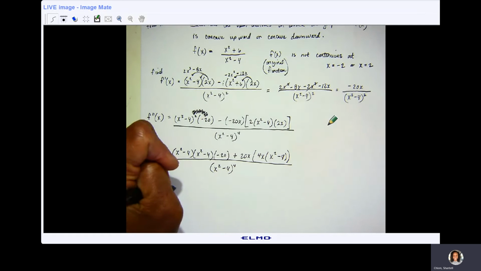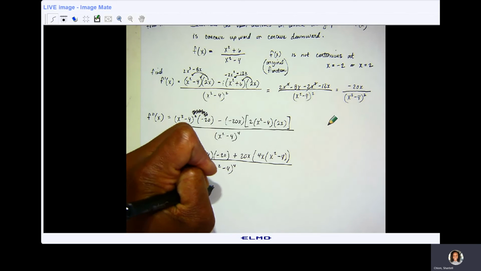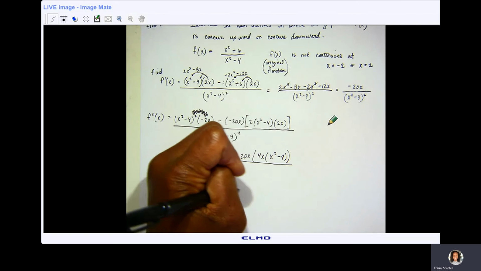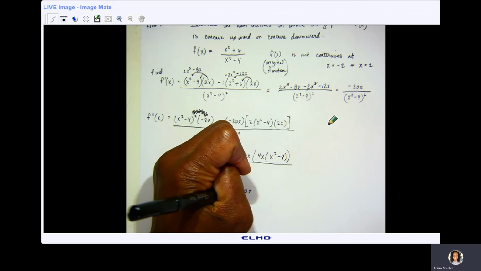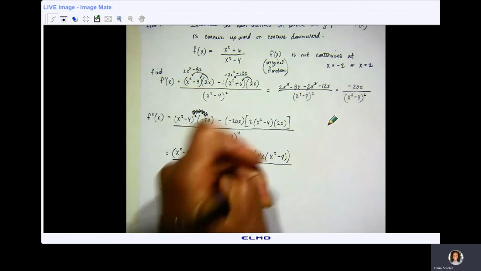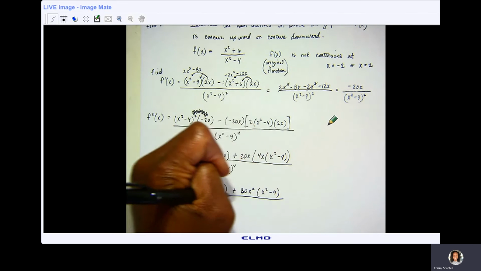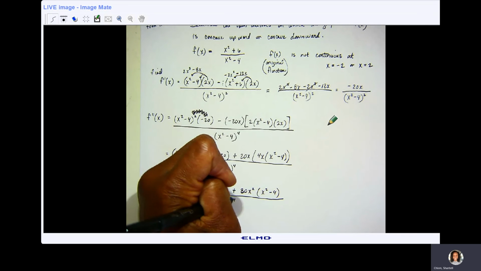Okay, so I'm going to put negative 20 out front here. I'm going to write (x squared minus 4)(x squared minus 4). And then I've got plus 20x. Actually, let's go ahead and say that's 20 times 4. So let's go ahead and say 80x squared. And then I've got x squared minus 4. All over (x squared minus 4) to the 4th.